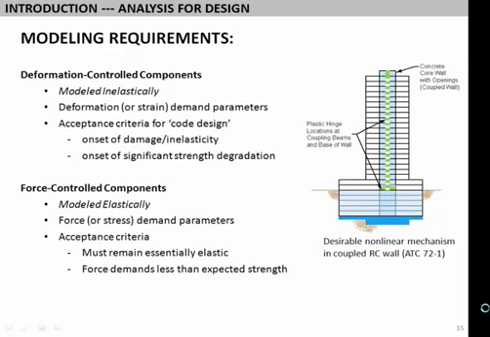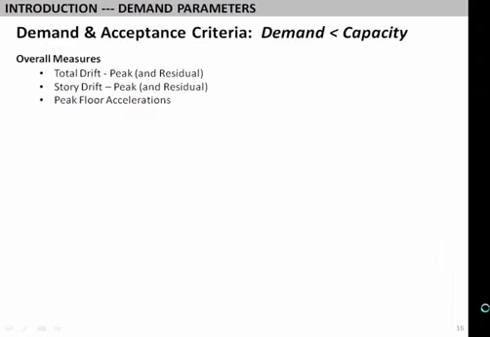So of course, then there are acceptance criteria for the so-called deformation-controlled and force-controlled components. We heard some of that this morning. But from the analysis side, you want to be thinking about, number one, which elements you're going to model inelastically. And again, those are the deformation-controlled ones, the others being elastic. But also start to think about what demand parameters you're going to need to extract from your analysis model in order to compare to certain acceptance criteria. So is it deformations or strains, or so forth?